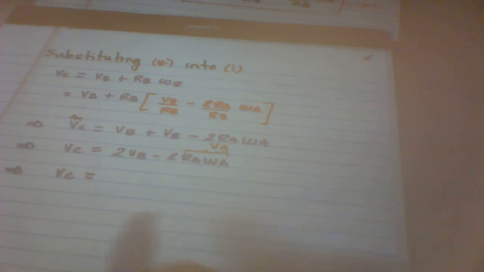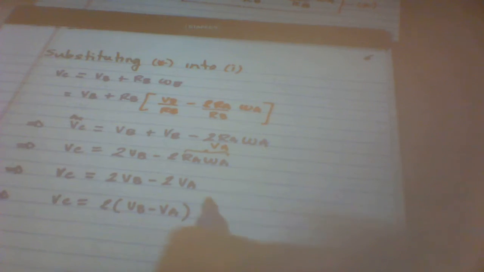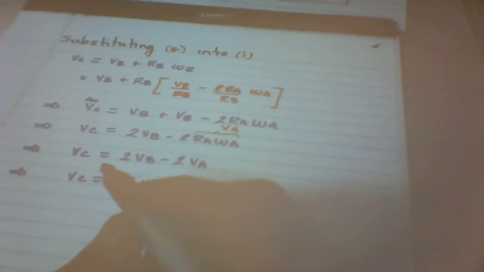Yep, I guess that's gonna help us. 2VB minus 2VA of VC equals 2 factor of VB minus VA, which is the relative velocity. Yeah, that makes sense.